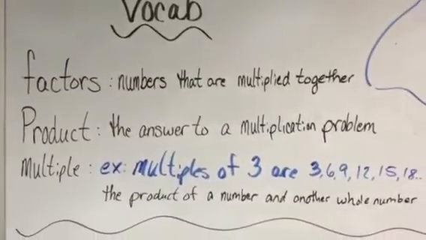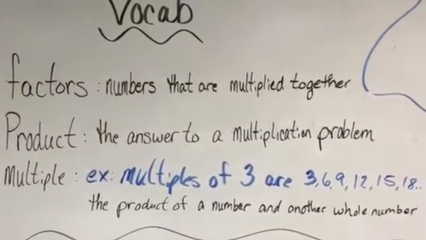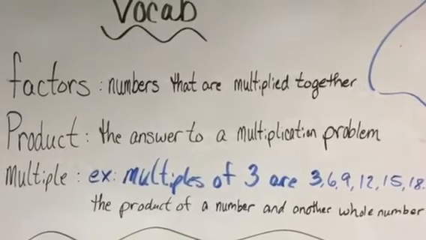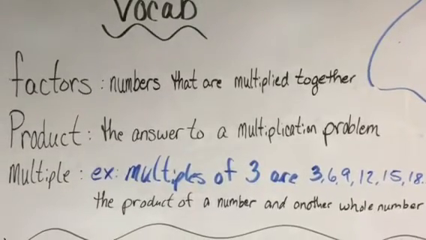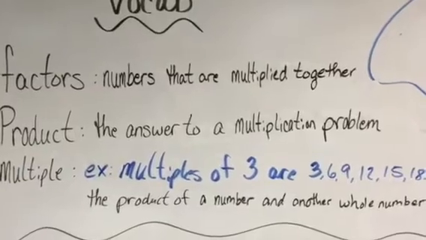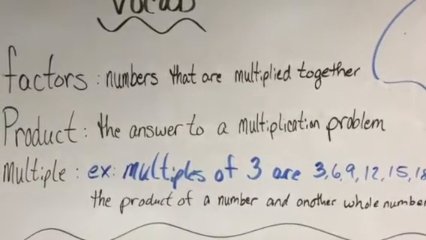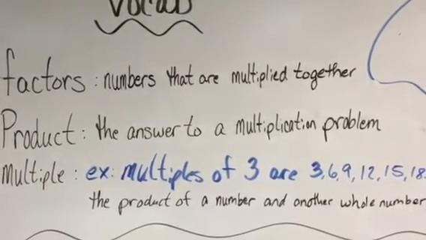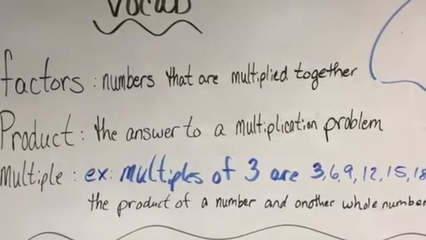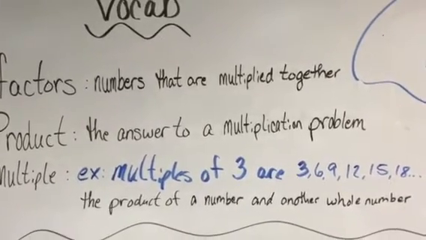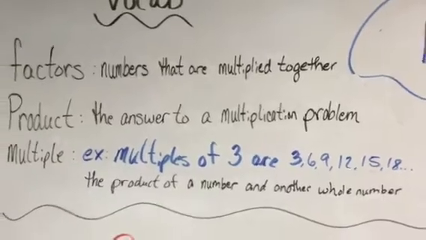Now let's take a look at the vocab. First we have factors. If you remember, that's the same as last time. It's numbers that are multiplied together. So in a multiplication problem, 3 times 2, the 3 and the 2 are called factors. Product is the answer we get to a multiplication problem. And the next word is a multiple.